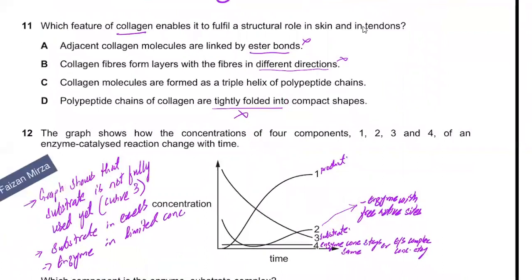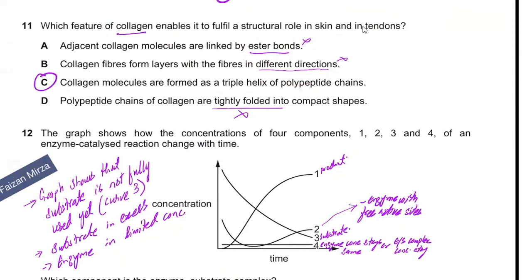Question 11, which of the following features of collagen enables it to fulfill a structural role in skin and tendons? We can just cancel out the wrong options to arrive at the right answer. Adjacent collagen molecules are linked by ester bonds. No, ester bonds are not present there because ester bonds are present in fat. Collagen fibers form layers with fibers in different directions. No, this is not in different directions. Collagen molecules are formed in triple helix polypeptide chain. Yes, that's an option, and that's actually the correct option. So yeah, that will be our answer.